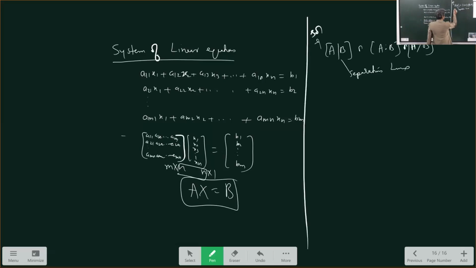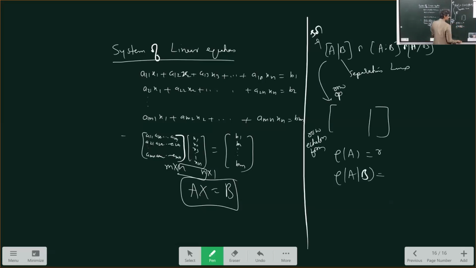So we apply the row operations. We apply the row operations preferably; we don't apply the column operations. We convert it into the row echelon form, so the row echelon form is obtained. From the row echelon form, we can identify the rank. So you identify the rank of A is equal to r. Then the rank of the augmented matrix can be anything.